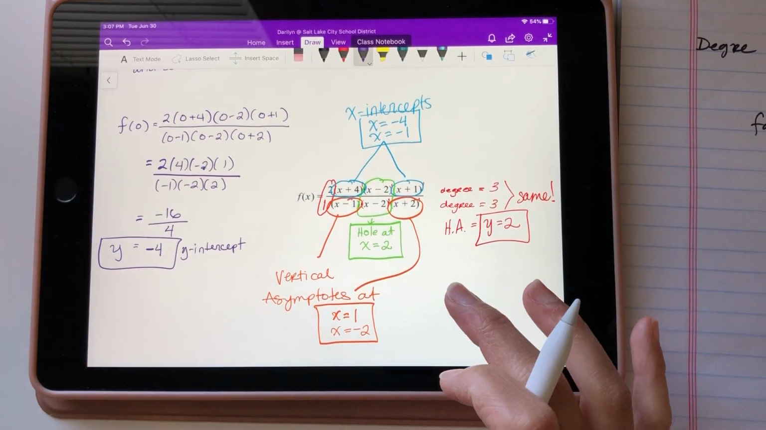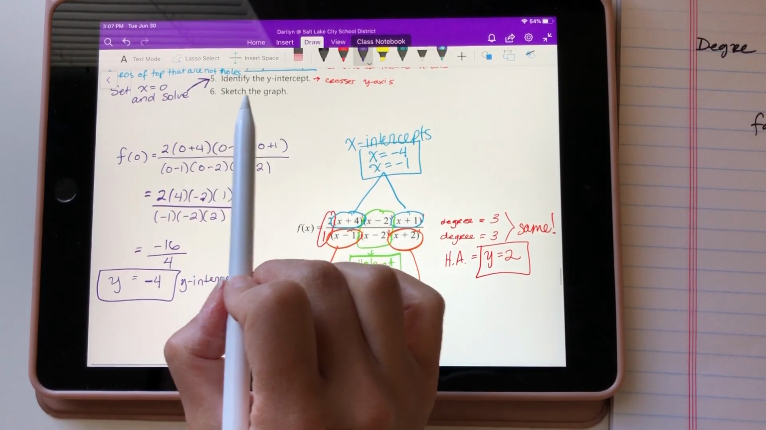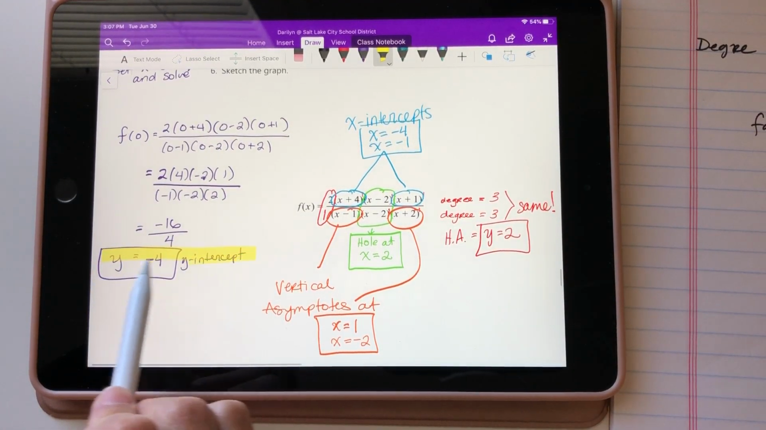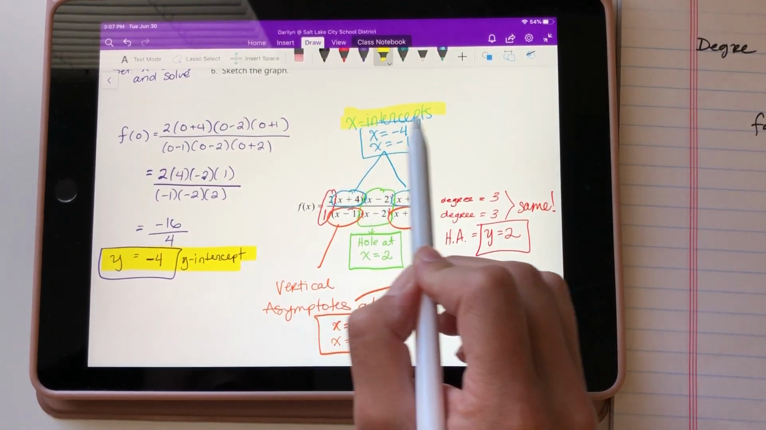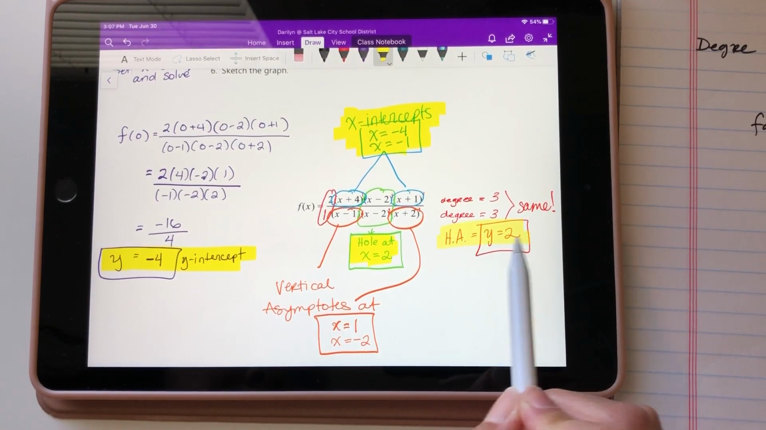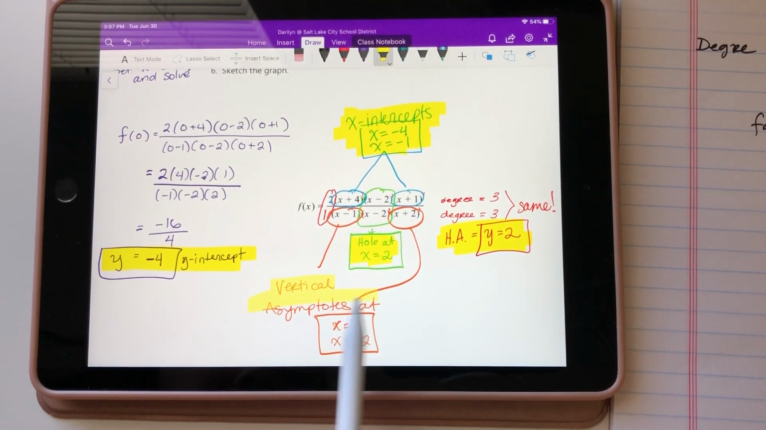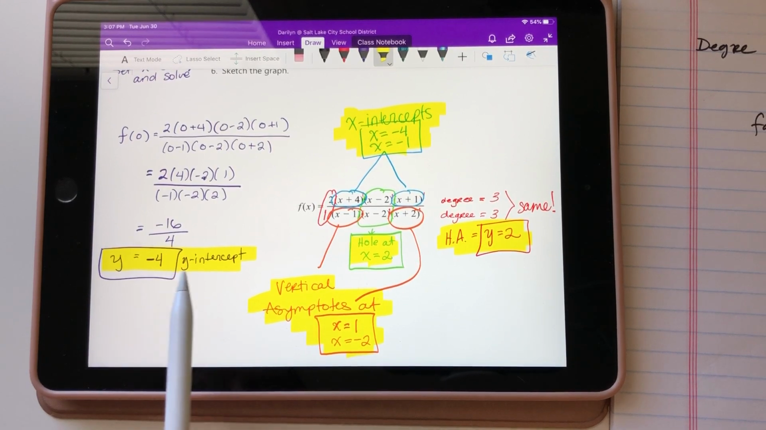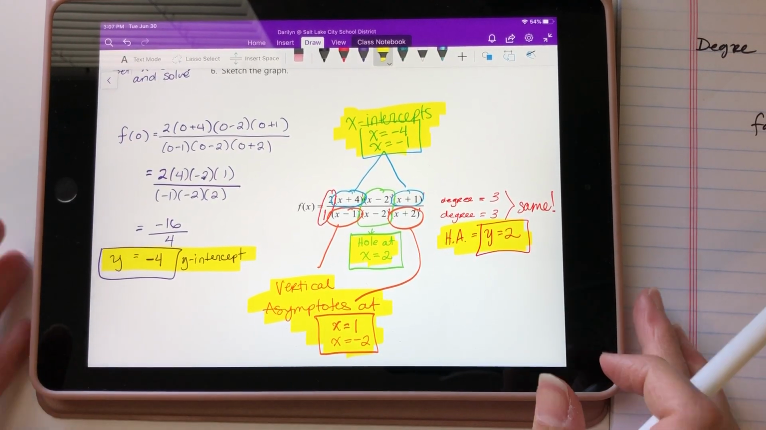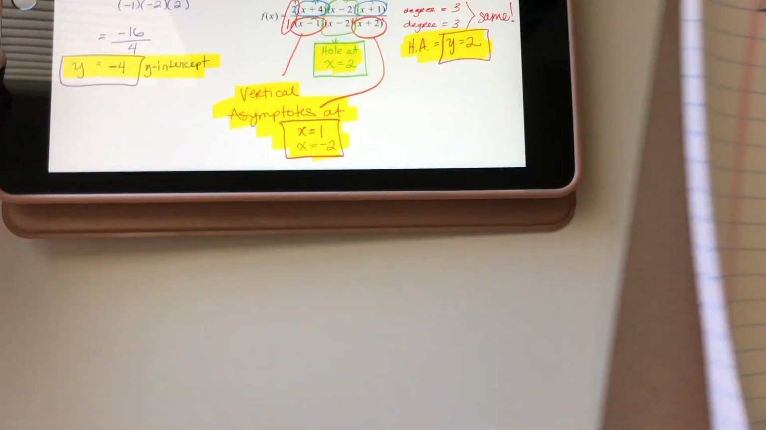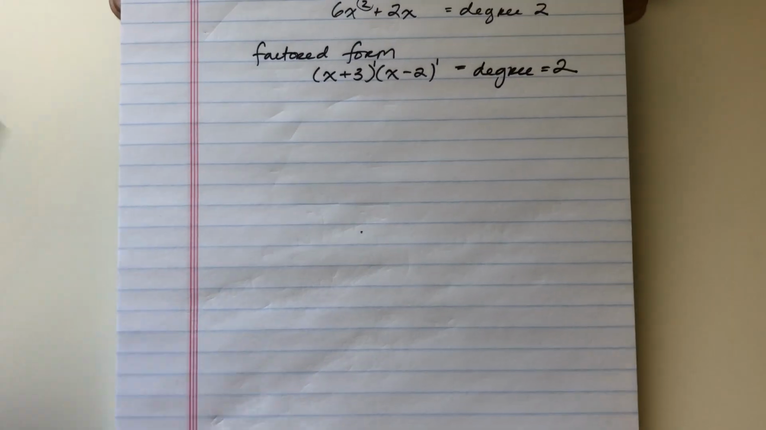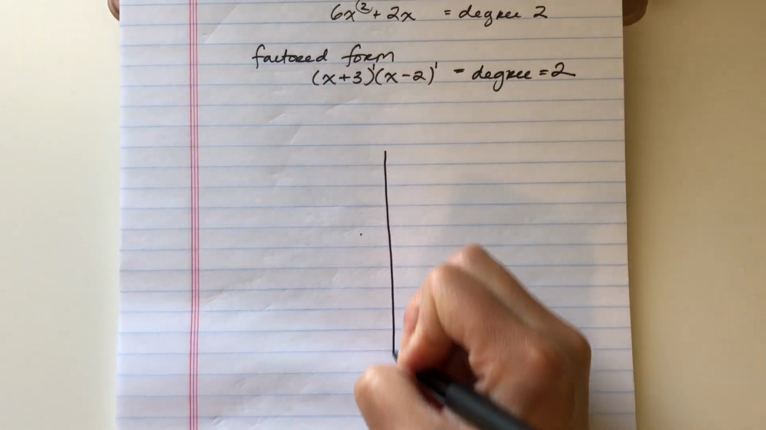So I know it looks a little crazy, but my next step is to sketch the graph. And in order to sketch it, I want to make sure I've highlighted all these things I've found. So I found the x-intercepts, I found the hole, I found the horizontal asymptote, I found the vertical asymptotes, and I found the y-intercept. So those are all the important pieces of information that I'm going to graph. Now, in order to graph this, I'm going to make an XY coordinate plane.